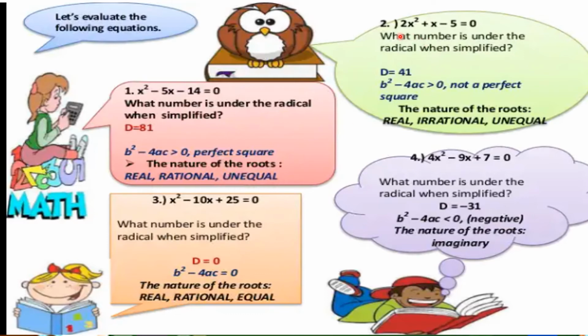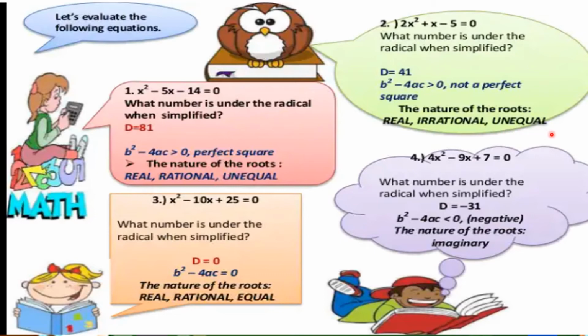Number 2, we have 2x squared plus x minus 5 equals 0. And the given discriminant is 41. So, another discriminant which is positive or greater than 0. Pero, ang given nating number is not a perfect square. So, ano naman ito? Positive nga siya, pero hindi siya perfect square. Therefore, the nature of the roots is also a real number, pero siya ay irrational at unequal.